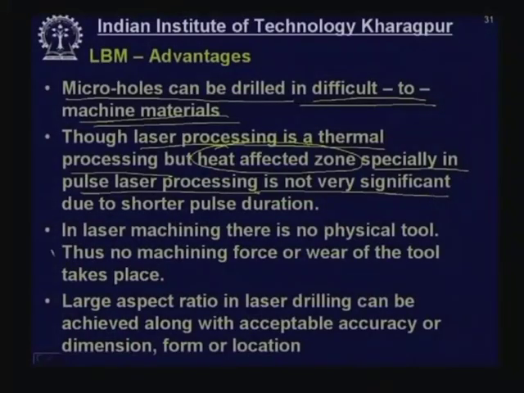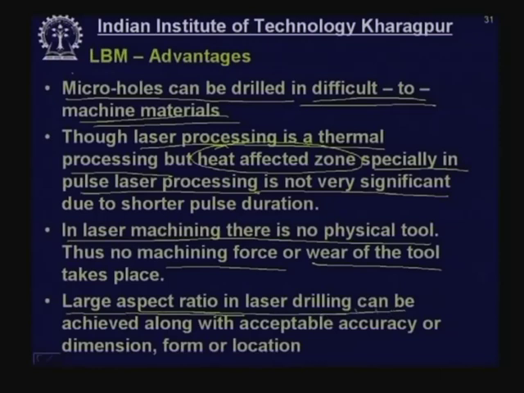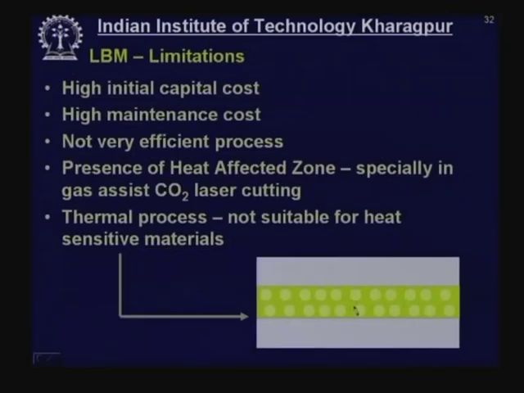In laser machining, there is no physical tool. Say, for example, in electrochemical machining and electro discharge machining, though they are non-traditional machining processes, you have physical tools. Because there is no physical tool, there is no machining force or wear taking place on the tool. It can not only produce micro holes, but also holes where the aspect ratio is very, very large, with acceptable accuracy, both dimensional, form and location. This can be done by laser beam machining.